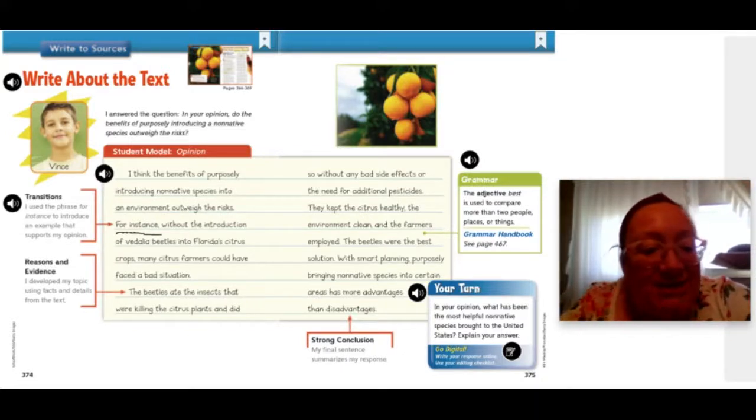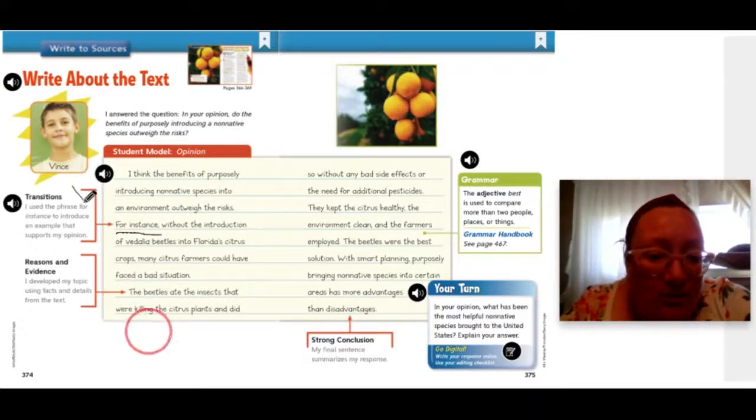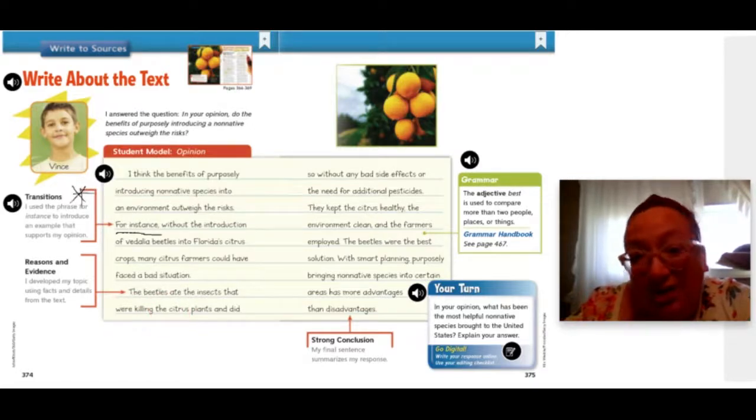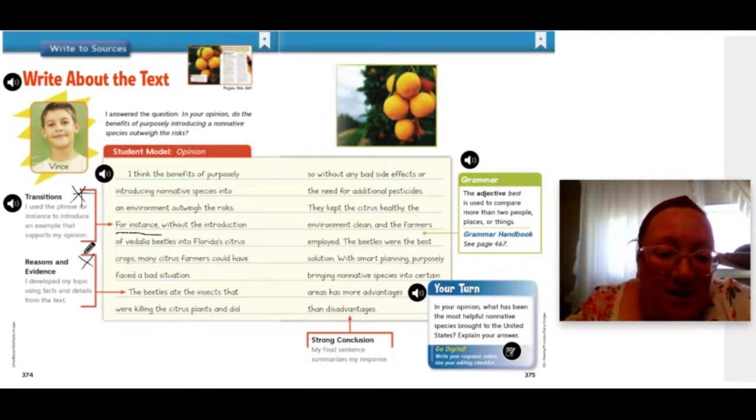All right, the next thing. I'm trying to make a little star. There we go. This is the saddest little star ever. I'm so sorry, guys. All right. The next thing that they say that Vince does well is that he has reasons and evidence. So he didn't just say, yeah, this is a great idea. The end. He backed it up with reasons and evidence, okay?